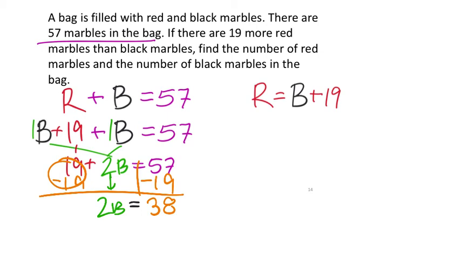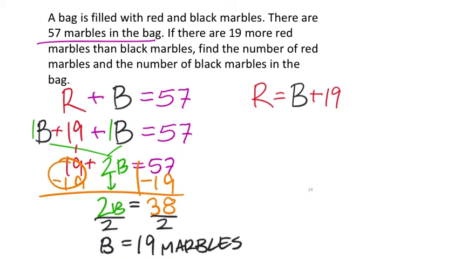And then finally, since we do want the number of black marbles, we'll just divide. We don't want 2 sets of black marbles, just 1 set. We'll divide this by 2. That will give us 1 set of black marbles, which looks like 19. I'm just going to put marbles. If you want to go the distance and put black marbles, that's fine. But I'm already kind of trying to color coordinate, right? So that's the black marbles.